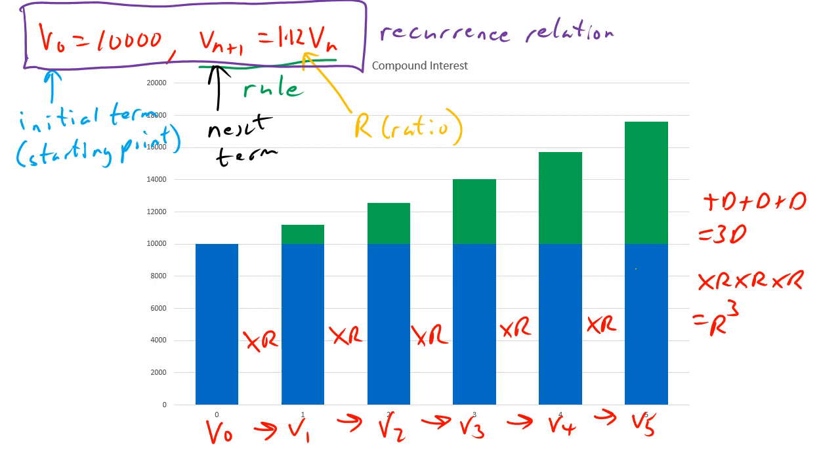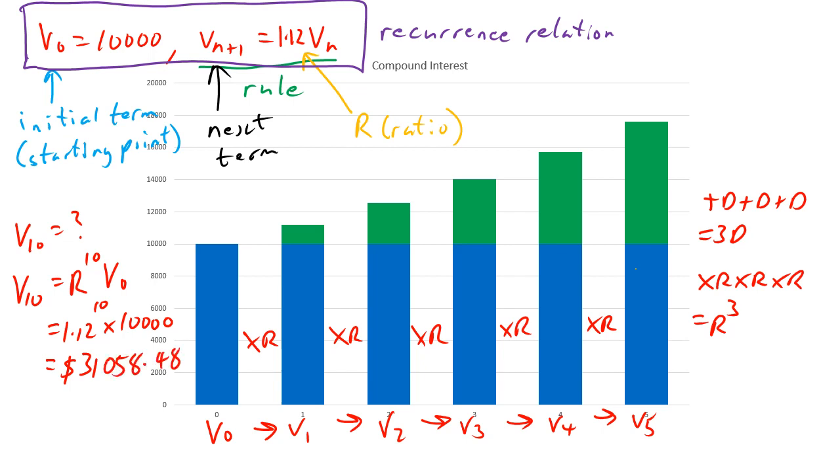So we can actually think, if I want to get to V5 or V10, then there must be a way to get there. And we can do that. So V10, what does that equal? Well, V10 equals R to the power 10 times our initial value V0. So that's going to equal 1.12 to the power 10 times 10,000. Put all that in your calculator, and you should end up with, don't forget your dollar sign, $31,058.48.